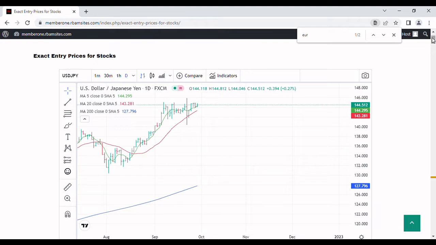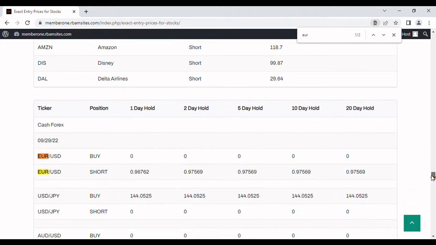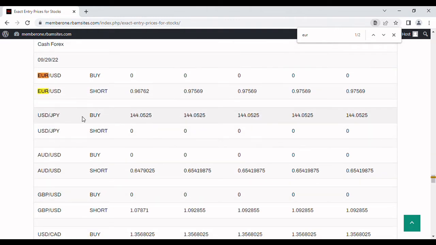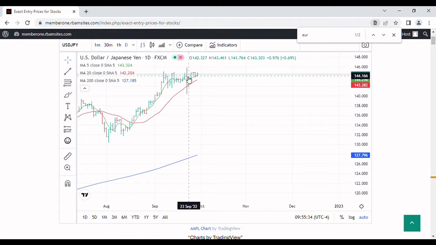We cover the USD JPY, and we put out algorithmically generated entry prices every morning before 7 a.m. We have 1, 2, 5, 10, and 20-day hold periods, and we're right here recommending a buy today in the 1-day column of 144.05. So let's take a look and see what's going on with it.